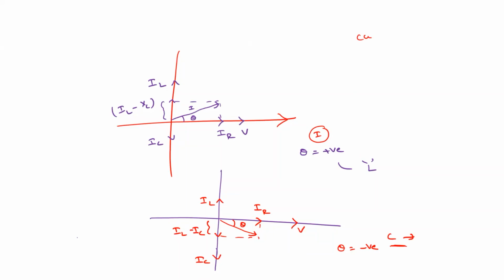So this is for IL greater than IC and this is for IC greater than IL. But in case of a series circuit, it is slightly different, because in series you have only one current, which is leading or lagging depending on the inductance size.